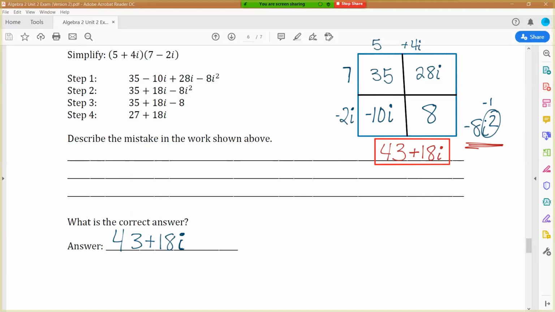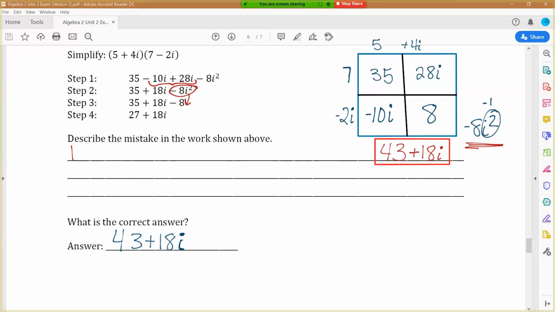Step number 2, they combined. The only thing that changed was they put these 2 terms together. Well, if I put those 2 terms together, you get 18i because we know that isn't our answer. For step number 3, they've gone from negative 8i squared to negative 8. Is that correct? No, they didn't change the negative 8i squared to positive 8.